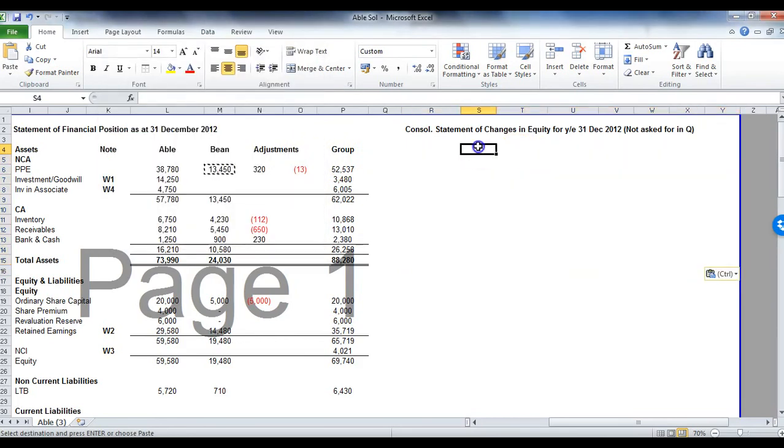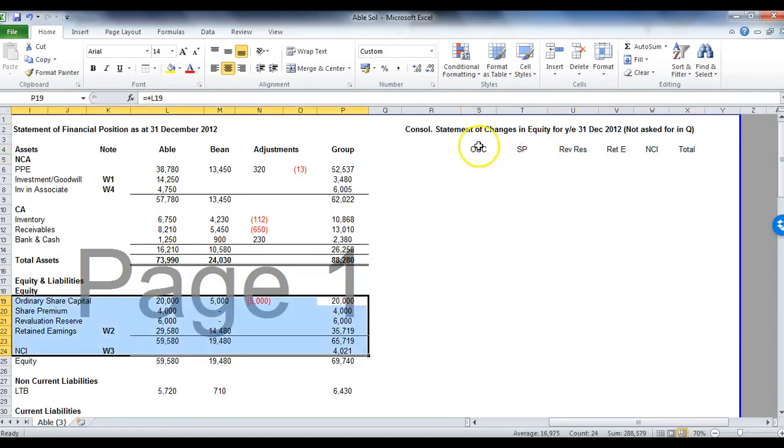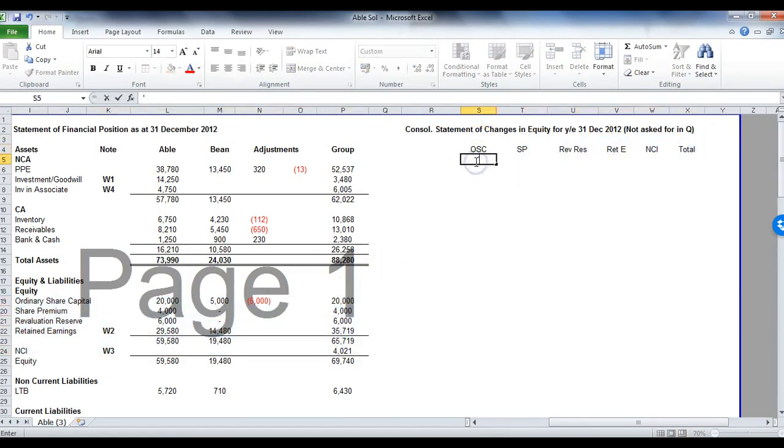Alright, so here we have ordinary share capital, you have share premium, you have reval reserve, you have retained earnings, NCI, and total. And all I'm doing is taking the columns that I have in my equity section and putting them on the horizontal. So we'll just say here, all of these are going to be thousands.